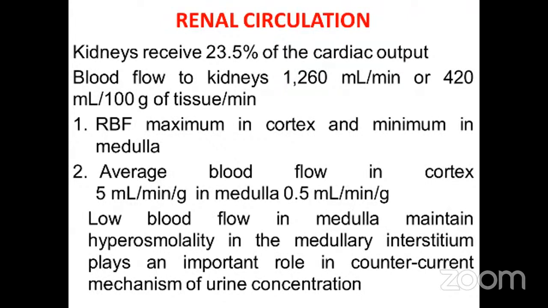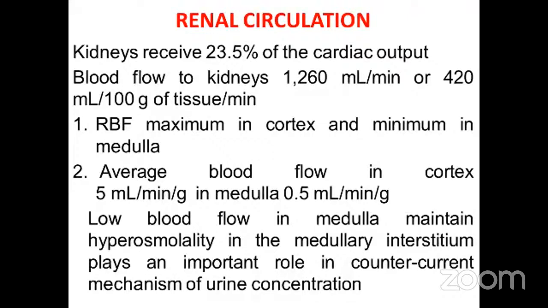Kidneys receive 23.5% of the cardiac output. Blood flow to the kidneys is 1,260 ml per minute. This is a larger blood supply to the kidney as compared to the other tissues in the body, or 420 ml per 100 gram of tissue per minute. It is more than the cardiac tissue supply. There is a more abundant blood supply to the kidneys.